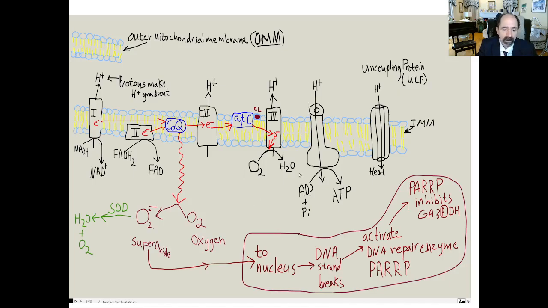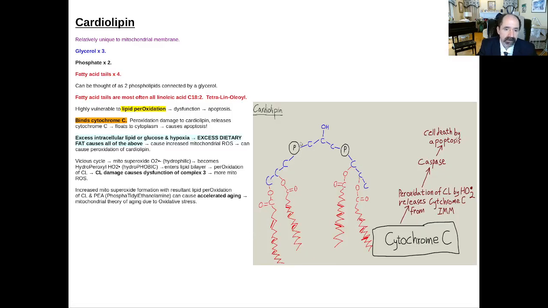Okay, now we're going to talk a little bit more about cardiolipin. So cardiolipin, again, is this unique phospholipid with 4 fatty acid tails attached to cytochrome C in the inner mitochondrial membrane as part of the electron transport chain. So cardiolipin is a very important phospholipid. Okay, so here's how it's spelled: cardiolipin. And again, it's relatively unique to the mitochondrial membrane. It has 3 glycerols in it. So glycerol is like propane triol.